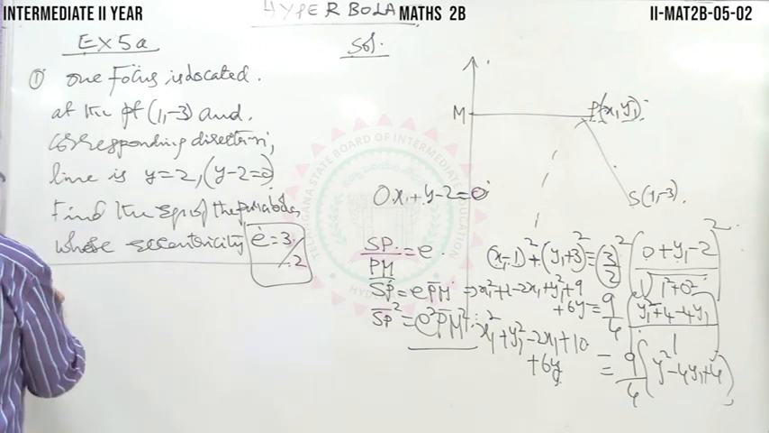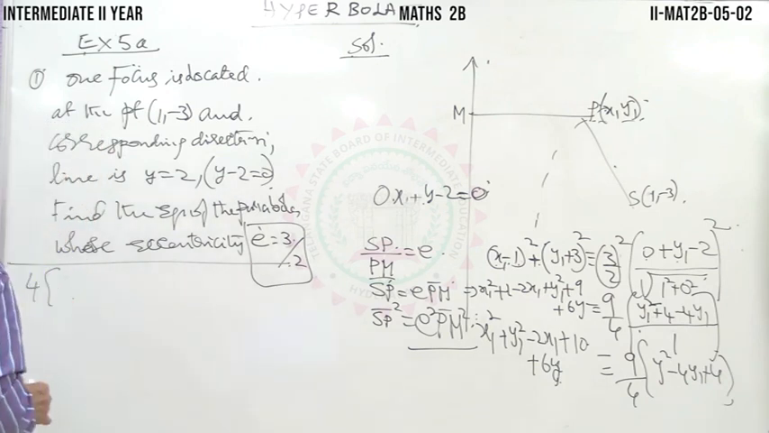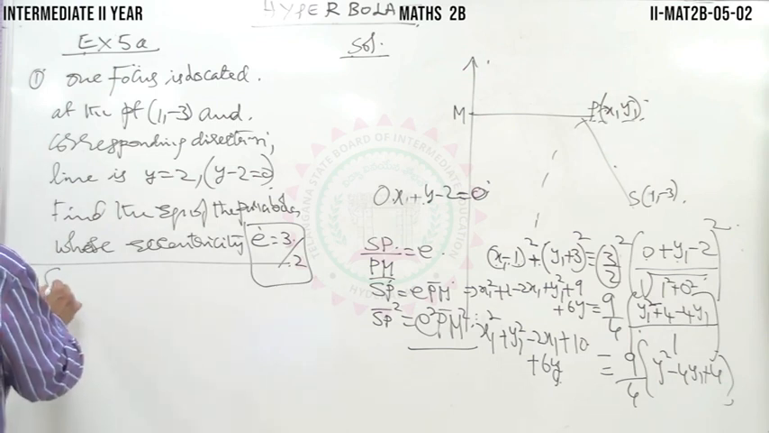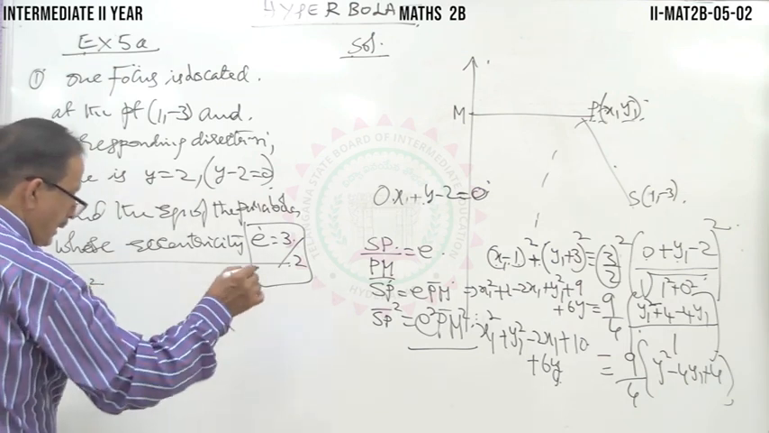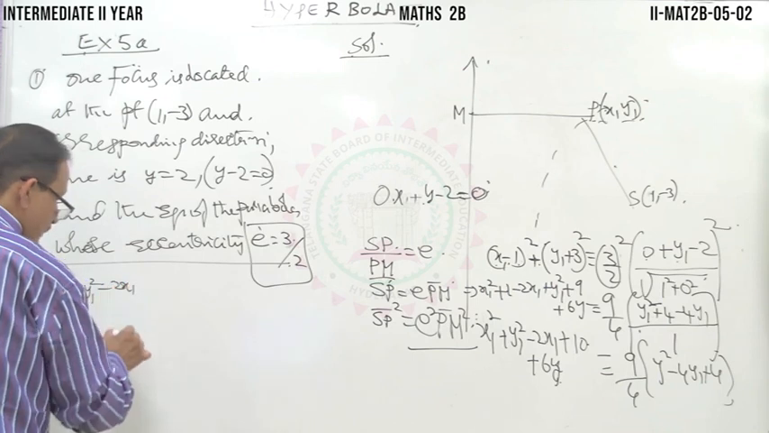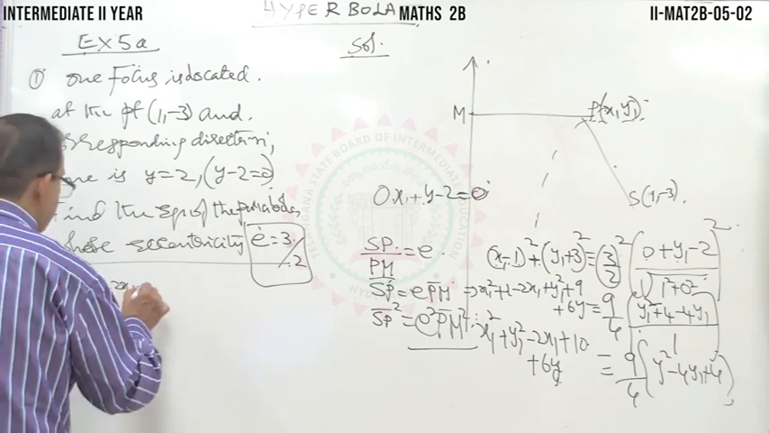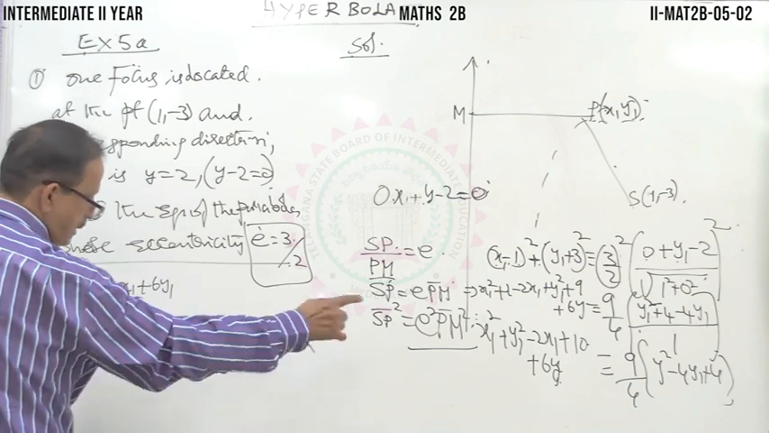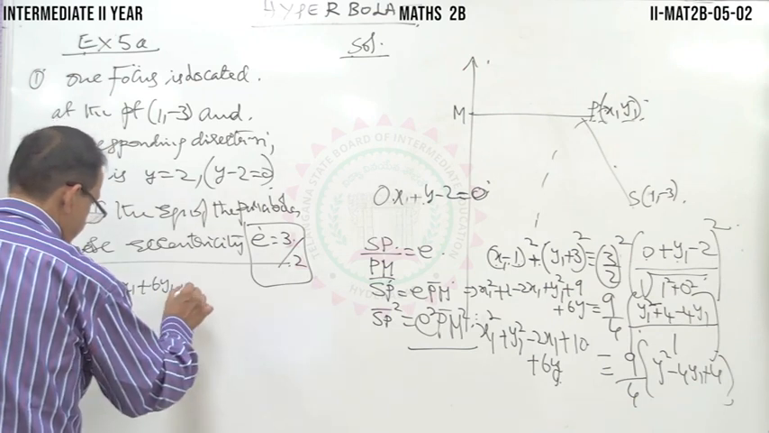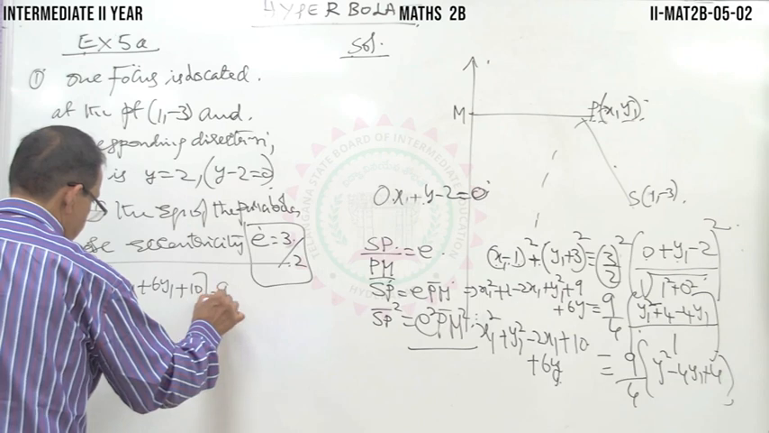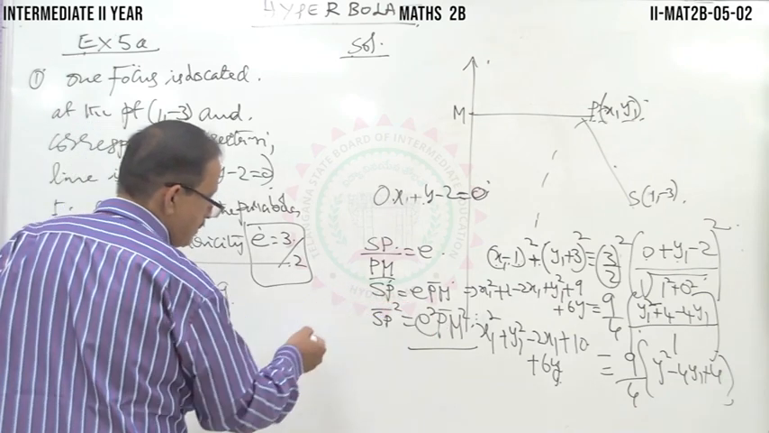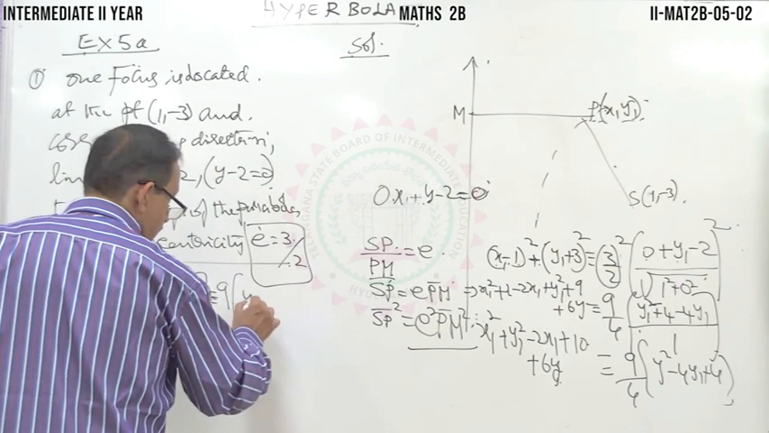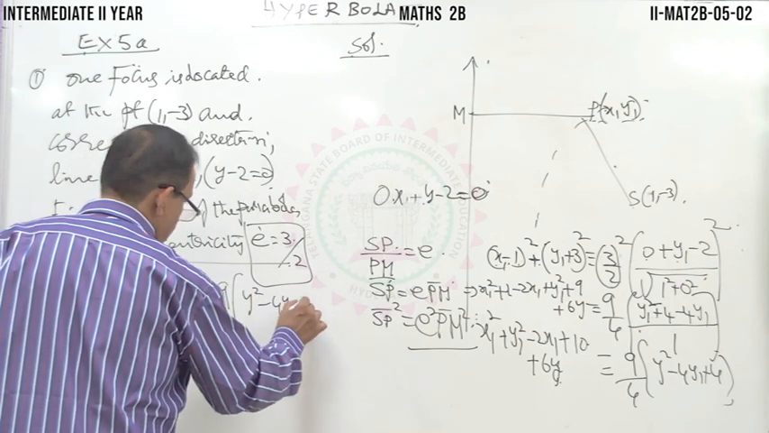4 into x1 square plus y1 square, and then minus 2x1, and then plus 6y1 plus 10, multiplied to 9, denominator 4 is cross multiplied here, 9 into y square minus 4y plus 4.